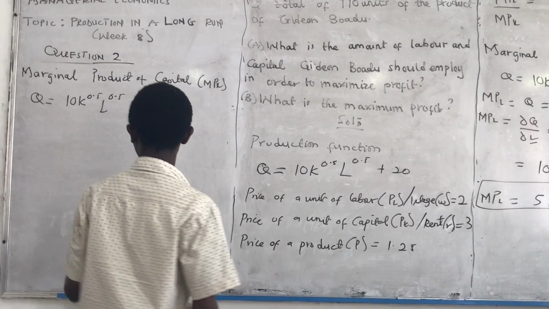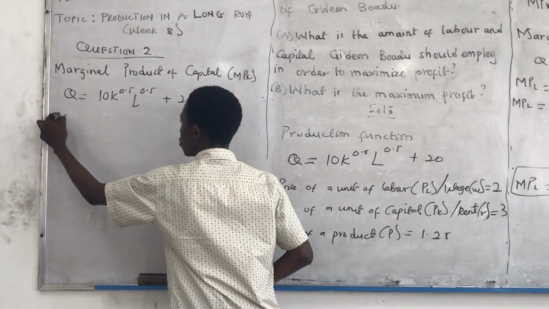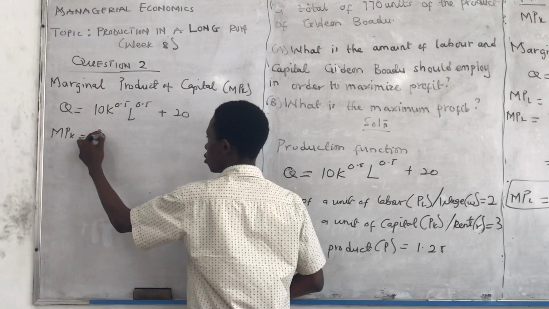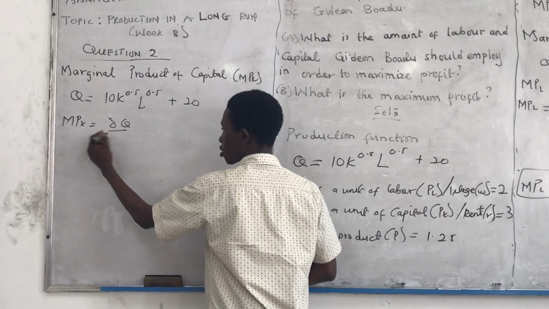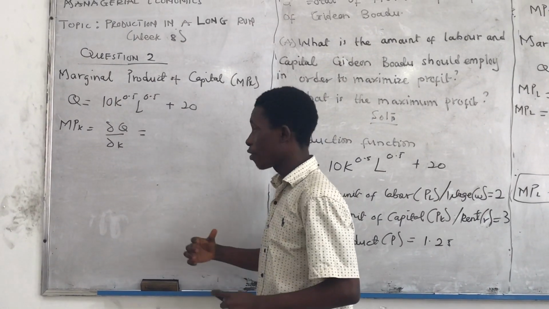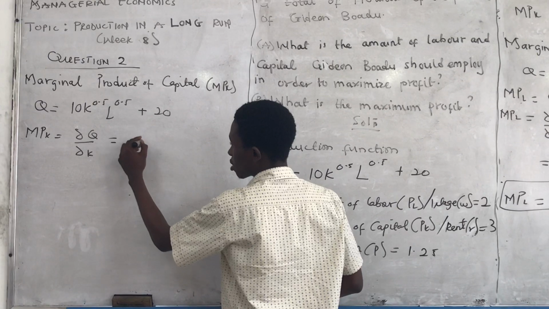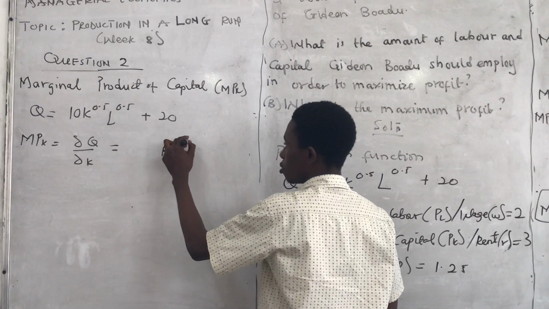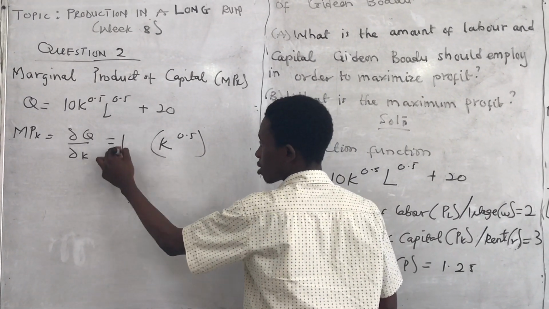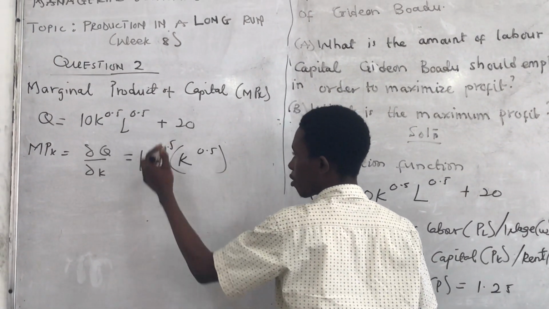Plus 280. So we are going to differentiate this with respect to capital. So we have MPK. Differentiate K with respect to capital. The one we are going to differentiate, which is the capital, we put it in bracket. So now for capital, we have this K^0.5 in bracket. We are left with 10 L^0.5.